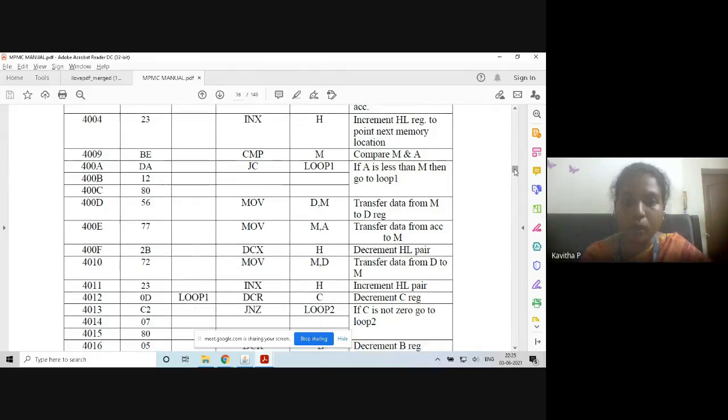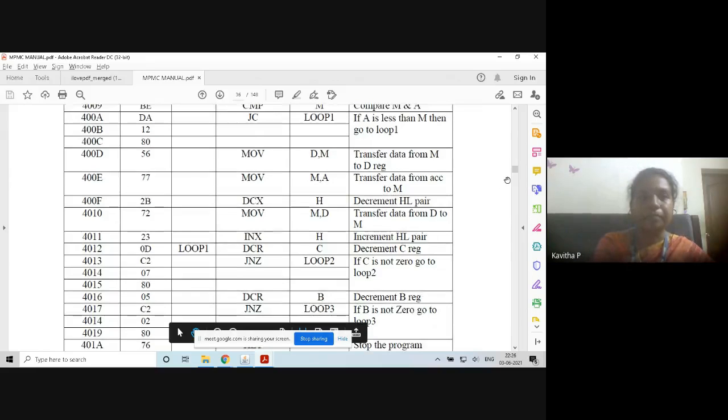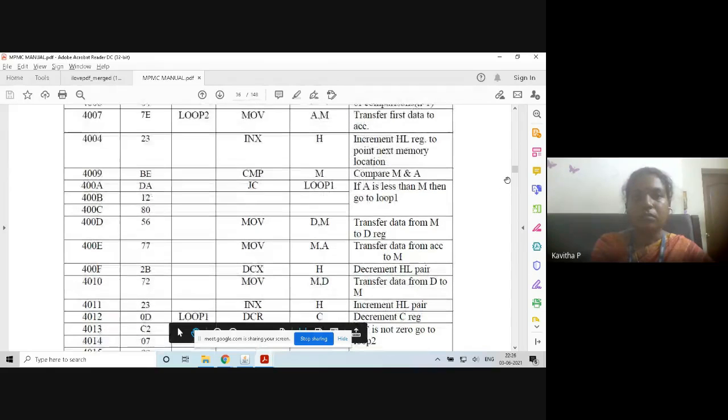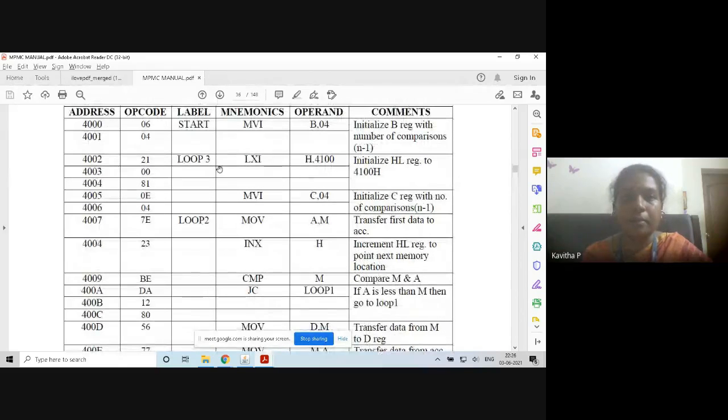Then it will go on comparing the third with the fourth number and then the fourth with the fifth number. After this entire process is completed once, we will decrement the B register value to 0.3, because initially the B register value was 0.4. Since the B register value is not equal to 0, it will move on to loop 3. Loop 3 is right from the beginning again.